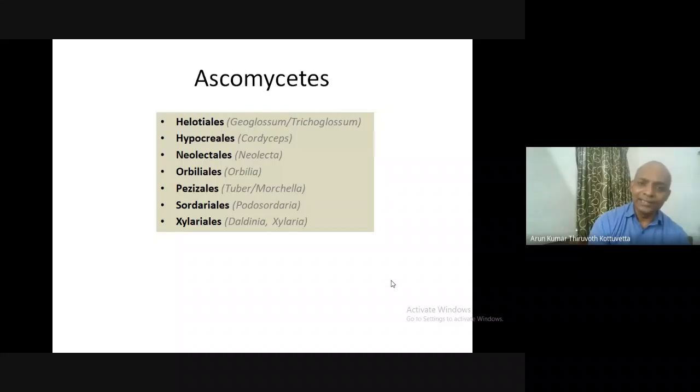Those are the Helotiales and the Hypocreales. In Helotiales, you will find the earth tongues, the Geoglossum, the Trichoglossum, etc. Then there is the Hypocreales, which produce Cordyceps species. Neolecta is a cylindrical fruiting structure produced by an ascomycete member. Then there is the Pezizales, which produce the Morchella, the tubers, truffles, etc. Then Xylaria is another ascomycoton member which produces a branched fruiting structure. And Daldinia is another ascomycoton member which also produces a macroscopic fruiting structure.